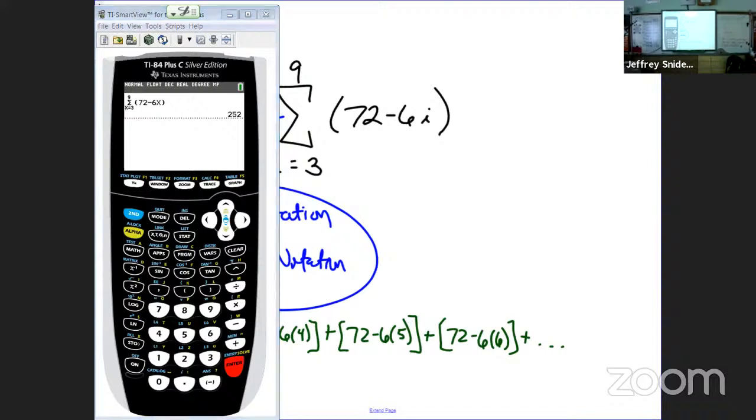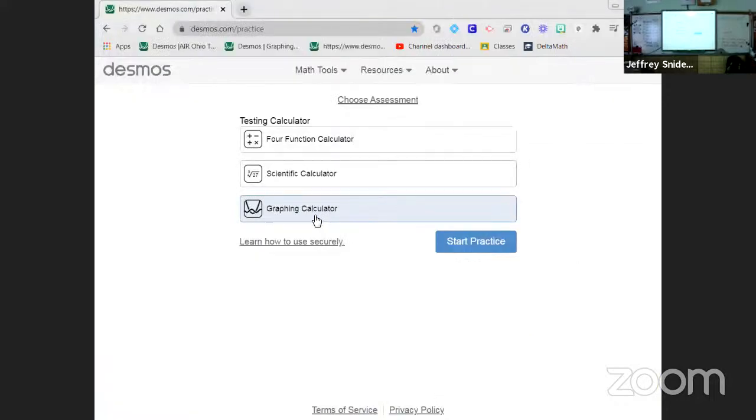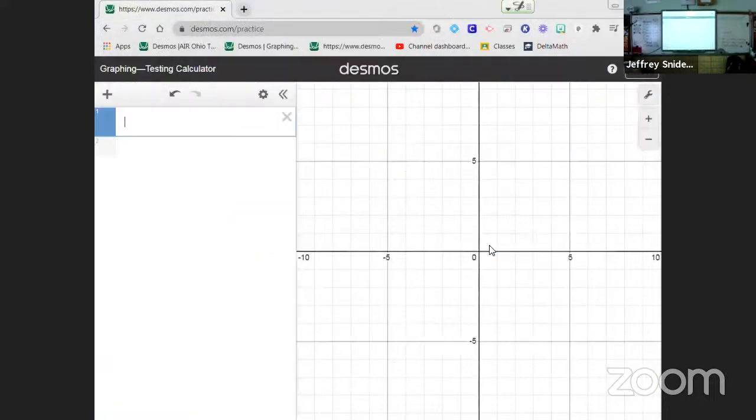So let me click this and open up a Desmos tab. Gotta move this out of the way. All right, so I'm going to hit start practice. There we go. Here it is.